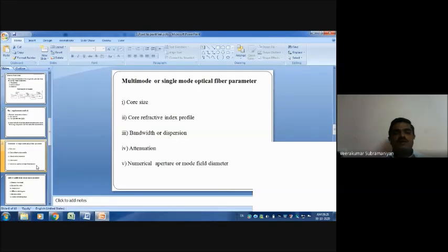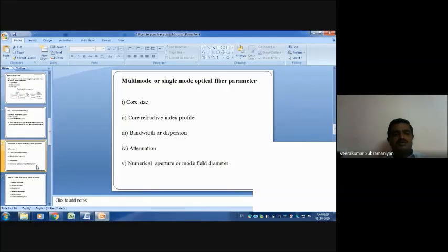Then optical fiber. In between transmitter and receiver there is a fiber optical cable. Before selecting that cable, what are all the things we have to consider? First one is core size, represented as small a. Then core refractive index profile. We have to choose which kind of profile, either rectangular, triangular or circular, and select the corresponding type of profile. Based on that profile, the alpha value keeps changing.